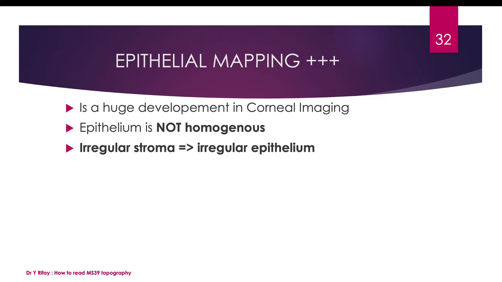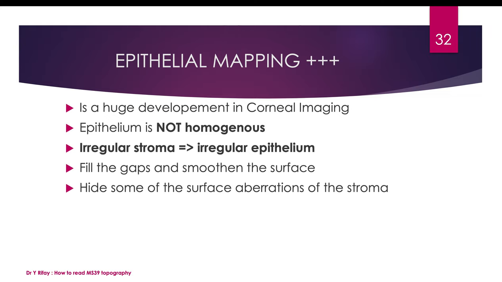with the change below. It means when we have an irregular stroma, we will have automatically an irregular epithelium. This irregular epithelium will try to hide the irregularity of the stroma. It will fill the gaps and smoothen the surface of the cornea. It will hide some of the surface abrasion of the stroma.